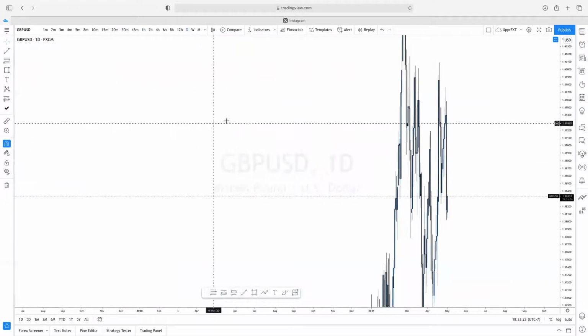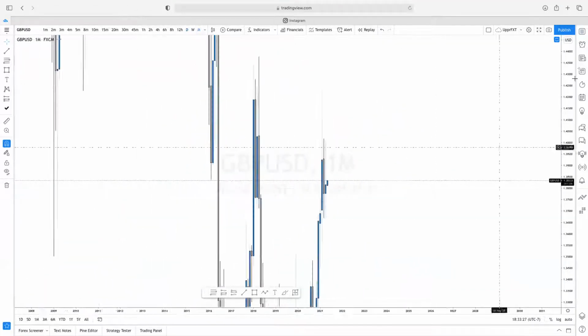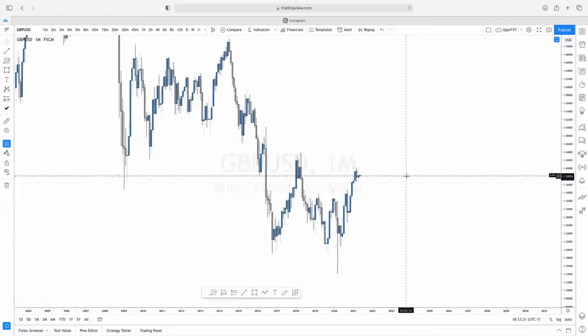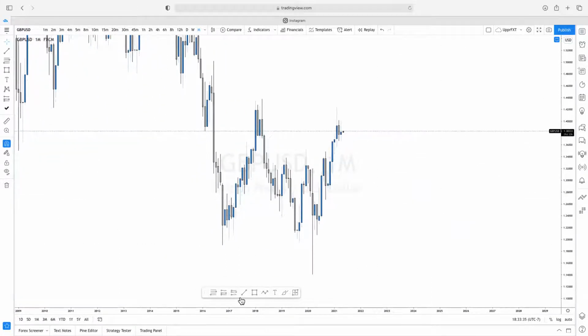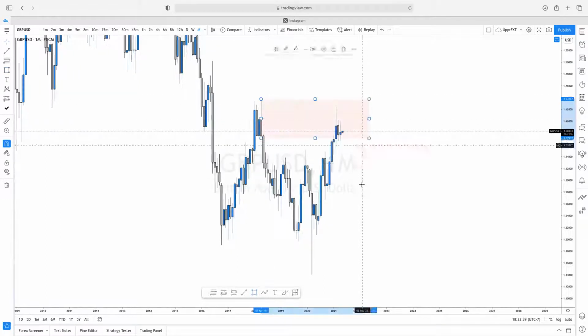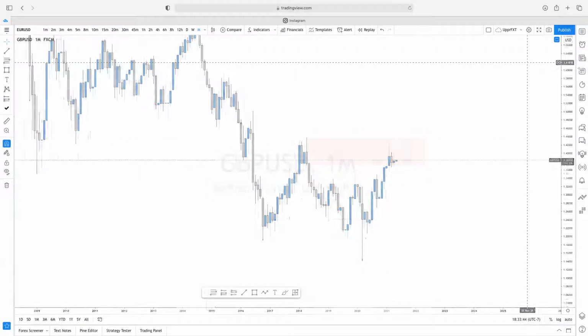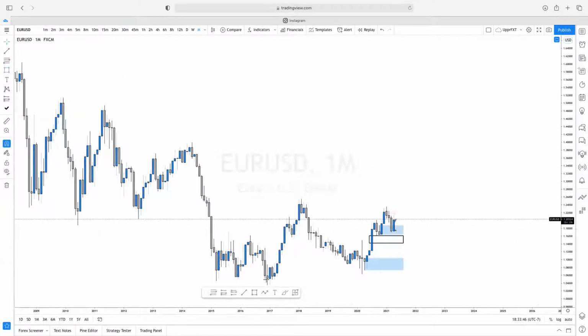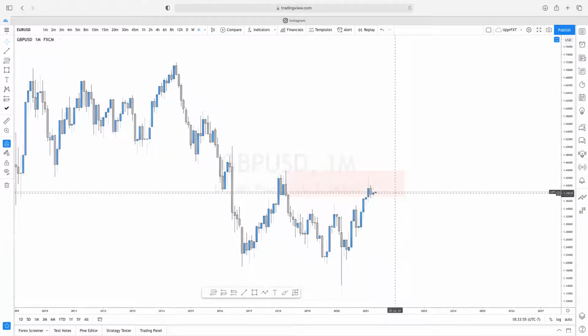Let's go GU right now. Kind of the same thing over here. GU looks like the same thing on the monthly time frame. Okay, what did we look at when we looked at EU on the monthly? Let's go look real quick. All right, we saw this. It's almost the same thing on GU.